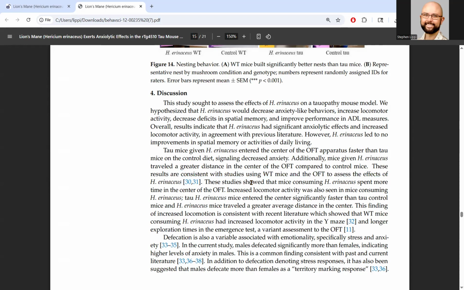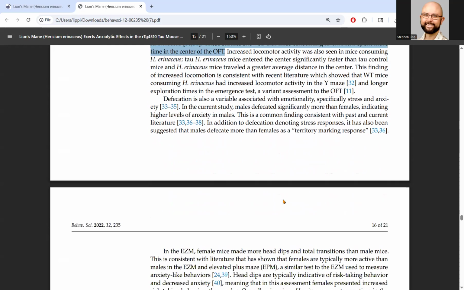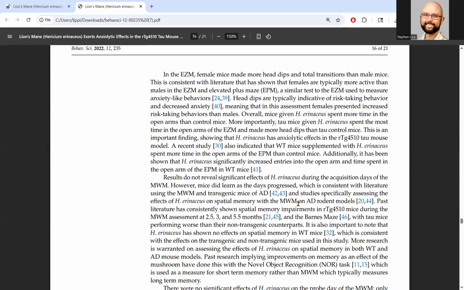Now, this journal specifically required us to do our references in brackets. You will not be doing references in brackets. You will be putting in the actual last name and year, right? So these studies showed that mice consuming Hericium erinaceus spent more time in the center of the open field. So notice that I'm tying in what I have found to existing literature. And I do that throughout the entire discussion section.